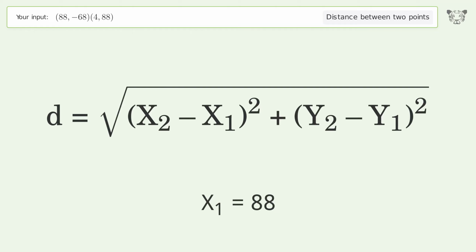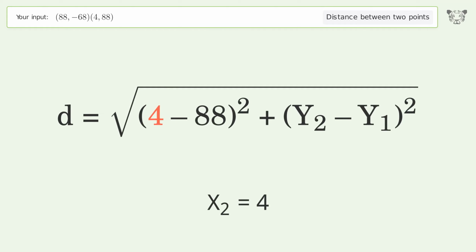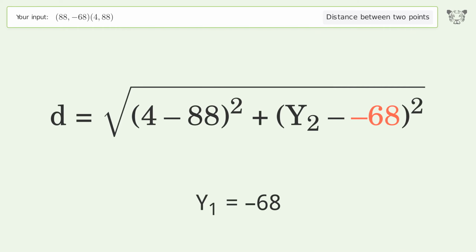x1 equals 88. x2 equals 4. y1 equals negative 68. y2 equals 88.